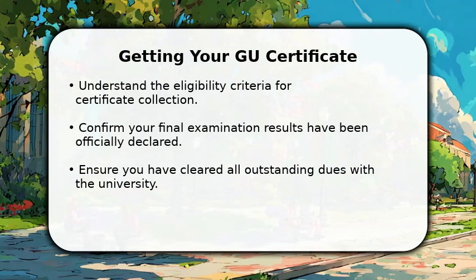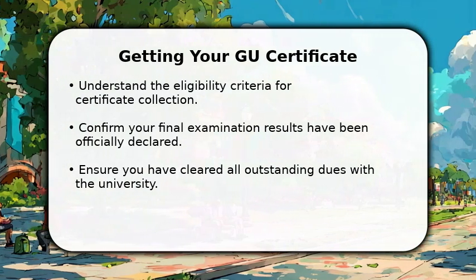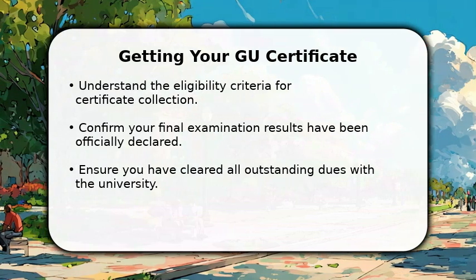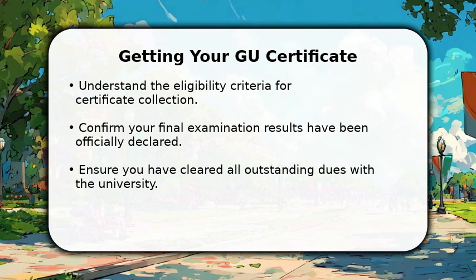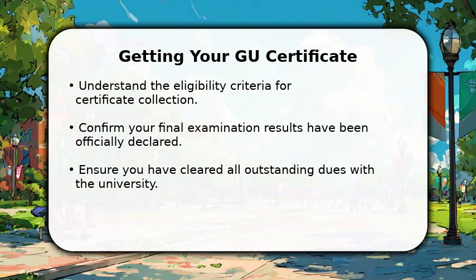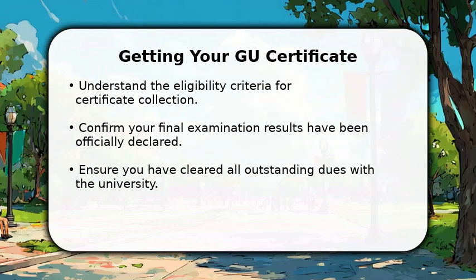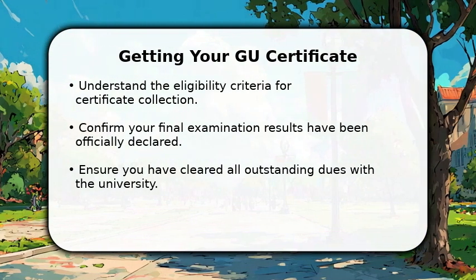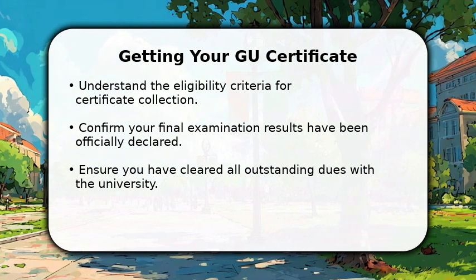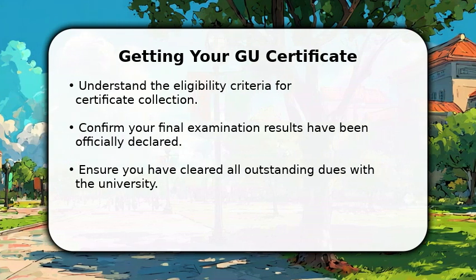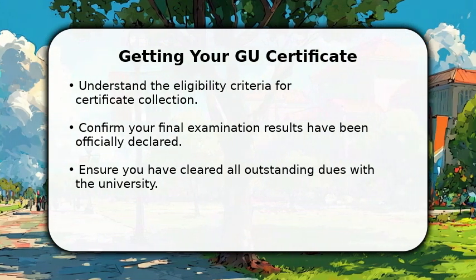In this video, I will explain how to collect your Guwahati University original certificate. First, verify that your final examination results are officially published and accessible on the university portal. You must also ensure that all financial obligations, including tuition and library fines, have been fully settled with the university administration. This crucial step prevents any delays in processing your certificate request. Preparing these preliminary steps will set you up for a smooth application process.